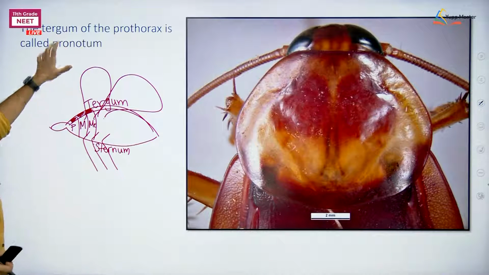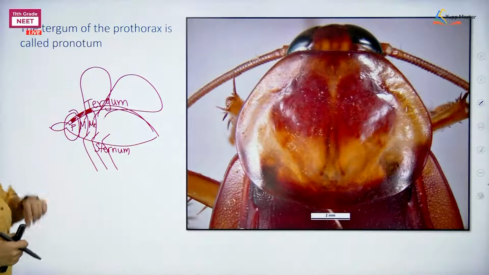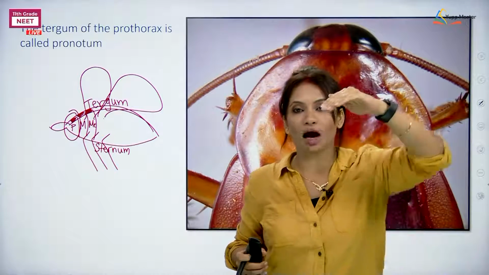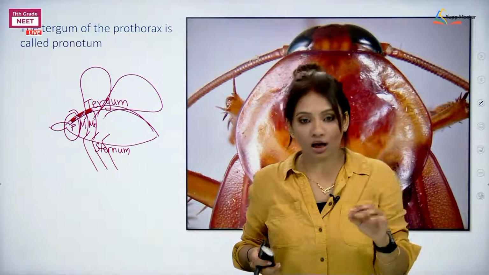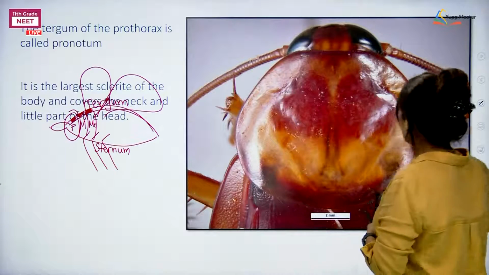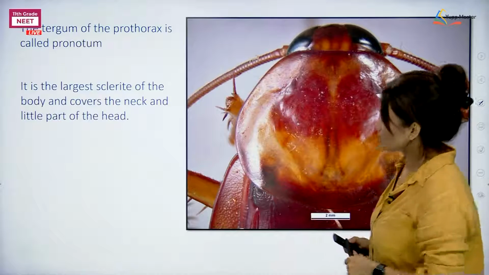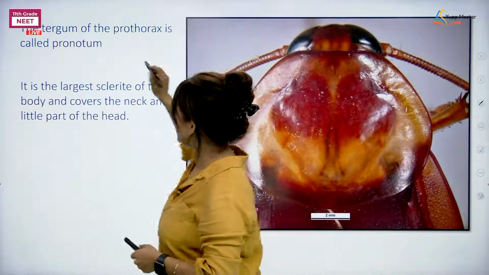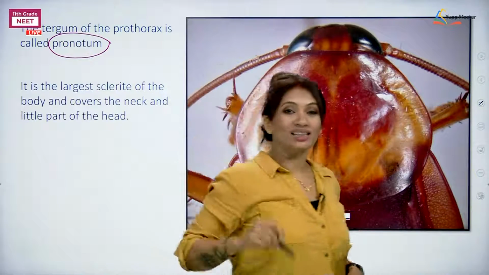Now remember one thing, when we're talking about this part only, I'm only talking about the tergum of the prothorax, the first segment, upper part tergum. That is going to be very large. It is the largest there, and it is called the pronotum. So look over here. It is the largest sclerite of the body. It covers the neck and a little part of the head as well, and it is going to be called the pronotum.